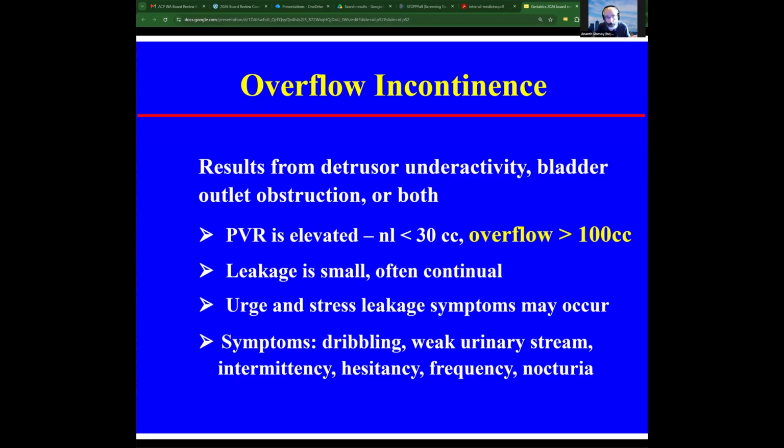The diagnosis here, post-void residual, is really the easiest way to do this. You're looking for an elevated post-void residual, and often the patients will have kind of continuous leakage. That's one of the hallmarks of this. They also can have an overlap with urge and stress incontinence. And again, you're looking for that dribbling, and they'll tell you they have a difficult time initiating urination, and often the stream is really weak.